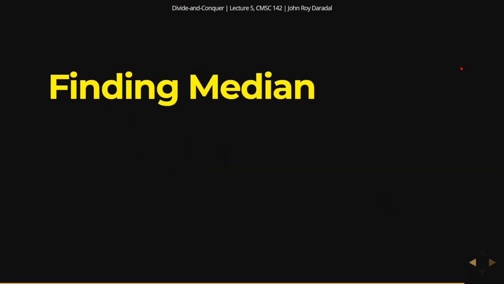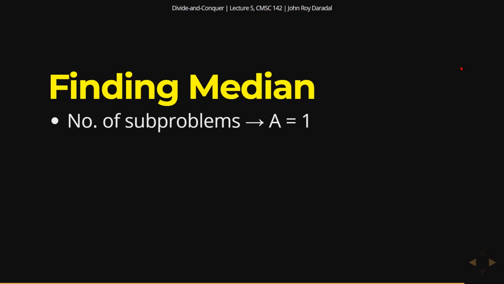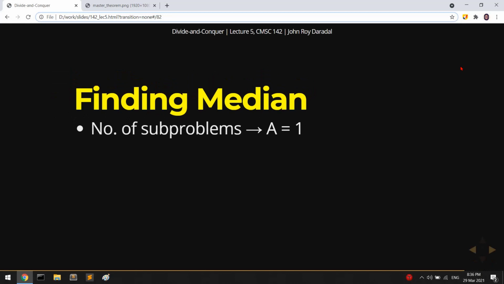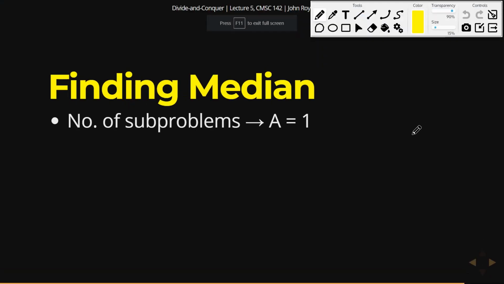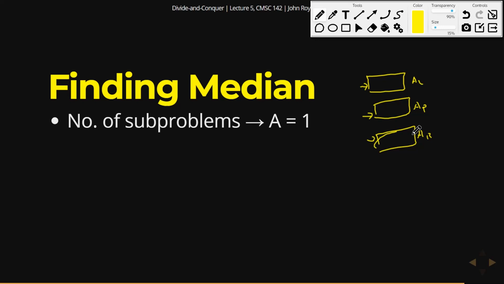Okay. Now how about for finding median? Number of subproblems is just 1, because remember that we also did the pivot, and then we either look at A sub L, A sub P, or A sub R. So we chose one of the three and then recursed on that one. After we recurse on this one, the other two are already discarded, so we don't care about them anymore. So we'll just dive into one sub-problem. So A is equal to 1.